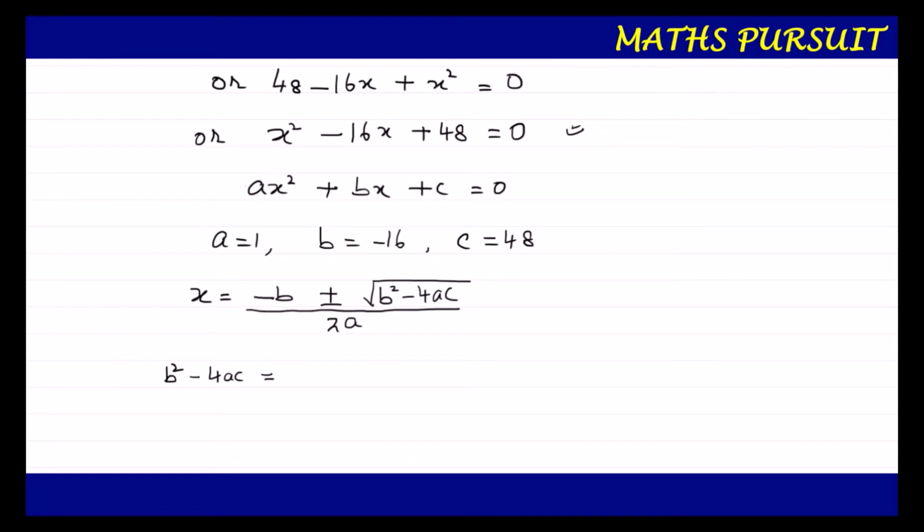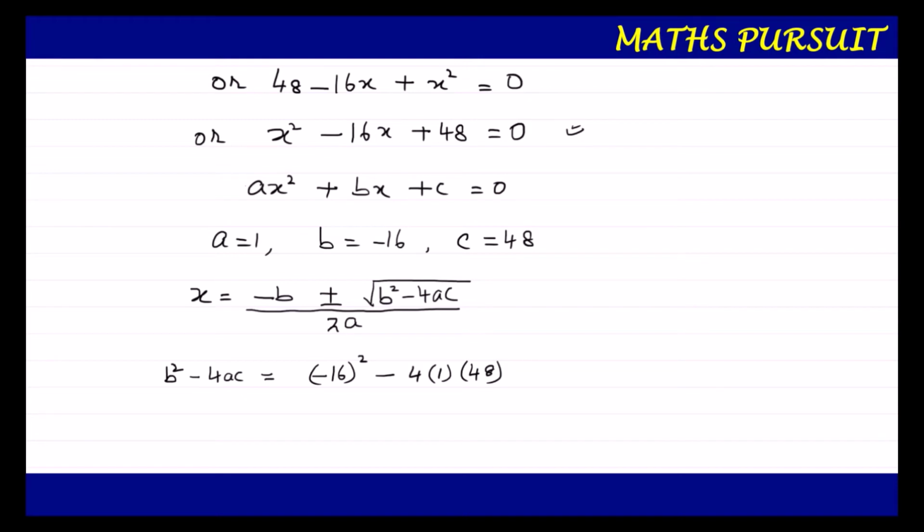So b square minus 4ac is given by, here b is minus 16, that means minus 16 to the power 2 minus 4 into a, which is 1, into c. The c value is 48. So b square minus 4ac is equal to minus 16 to the power 2 minus 4 into 48. Now let us move ahead and see what we are going to get further.